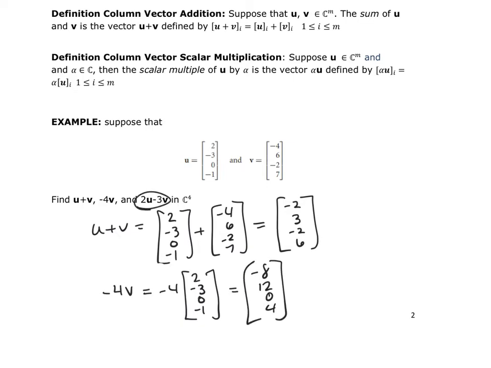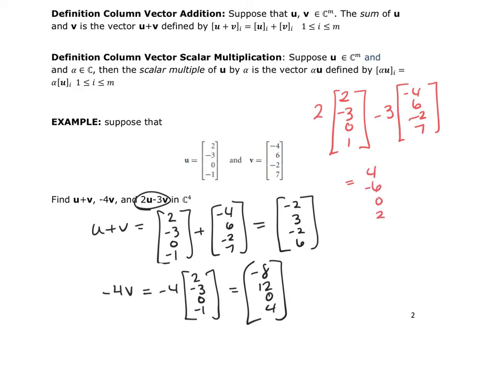And lastly, I'm going to do this, which is the 2 times u. U is the +2, the -3, the 0, and the 1, minus 3. And then it would be the -4, 6, -2, and 7. So first I'm going to go ahead and multiply the scalar through. So that's 4, -6, 0, and 2. And then I'm going to multiply that -3 through. So that gives me +12, a +6, and a -21.